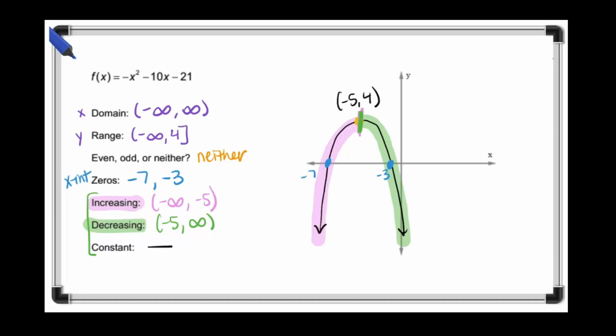Okay, so let's talk about what's going on with this vertex. This is called the absolute max. That is the highest point in the entire domain that your function reaches. There is no relative maximum; we don't have any other hills anywhere. And we don't have an absolute min, and we don't have a relative min. We have only arrows at the end.